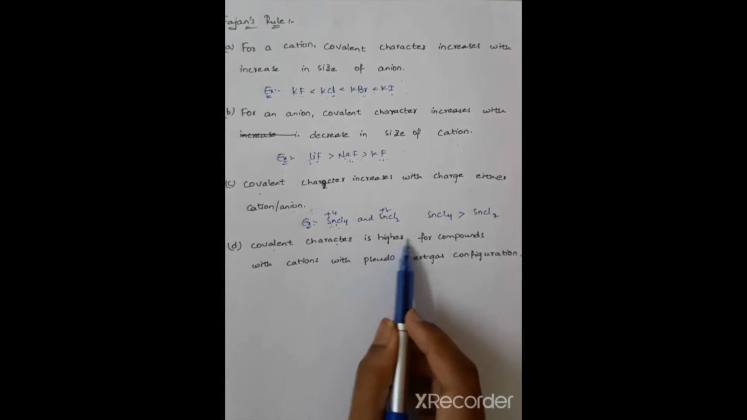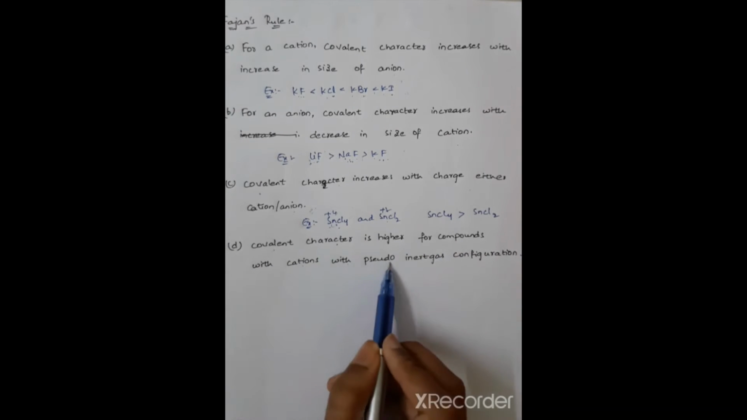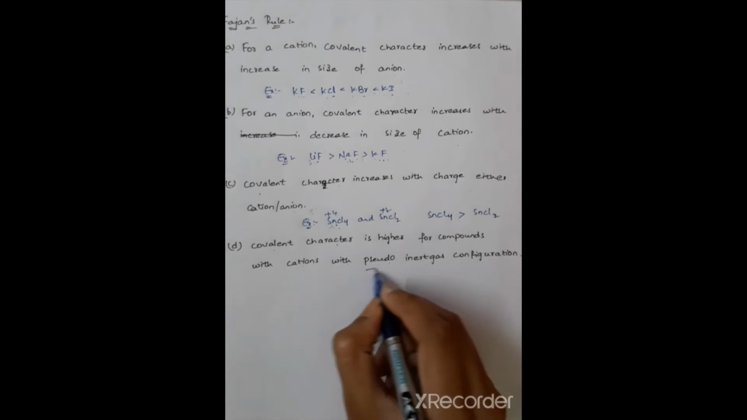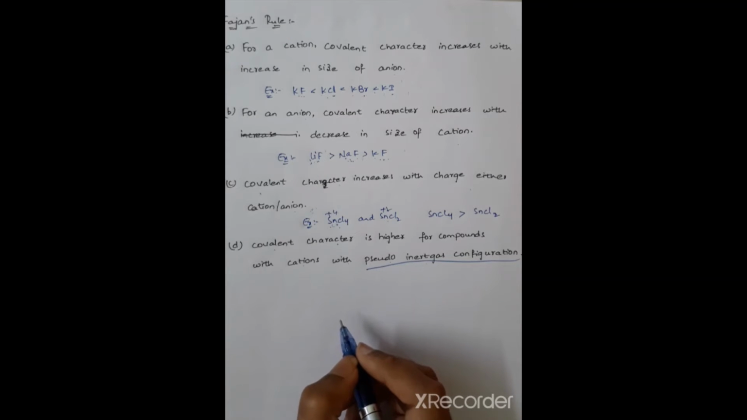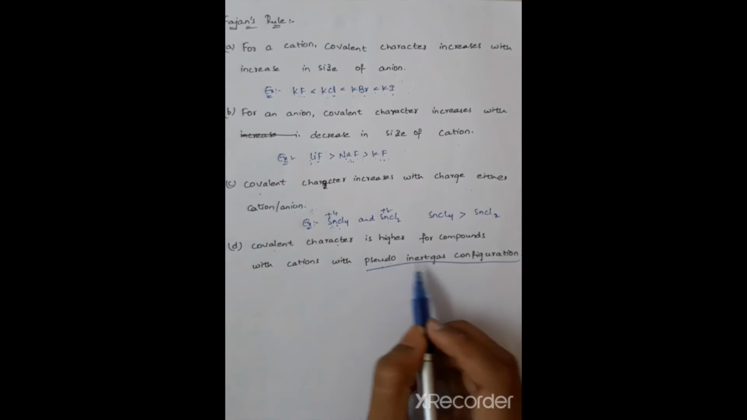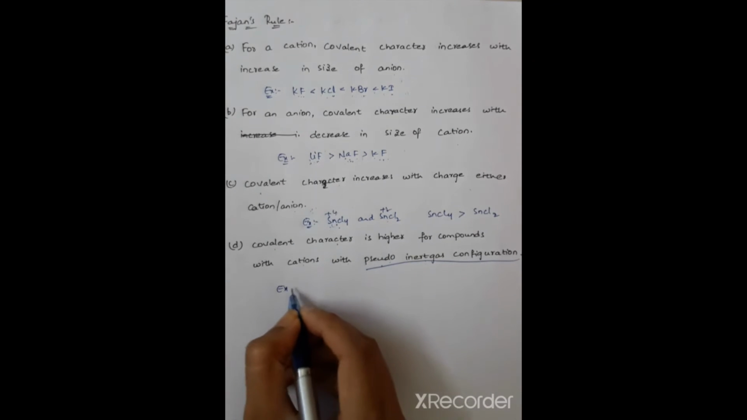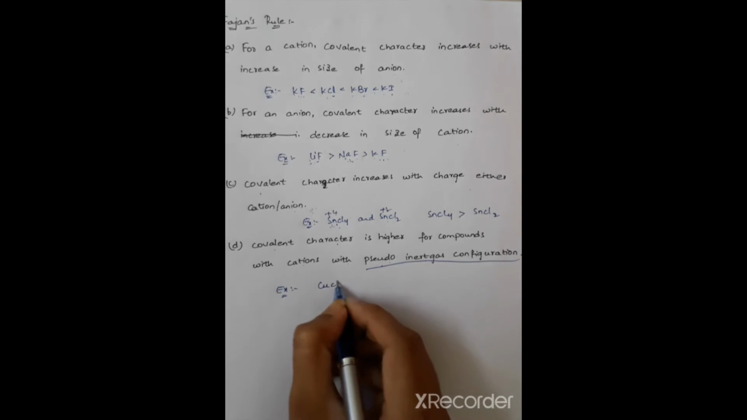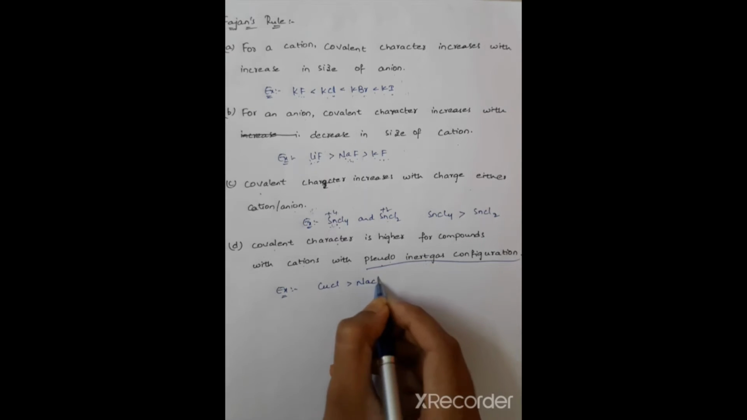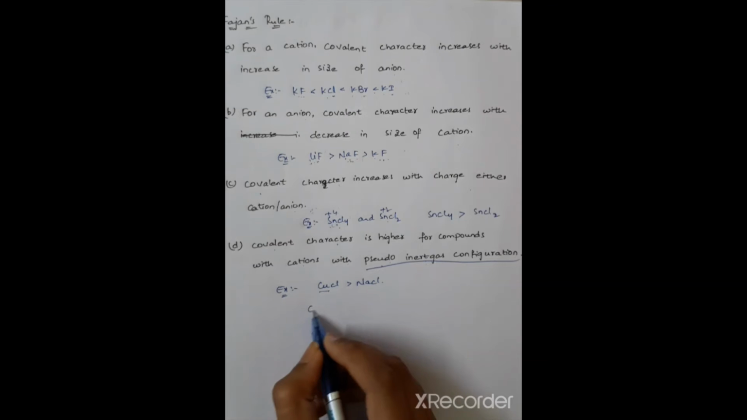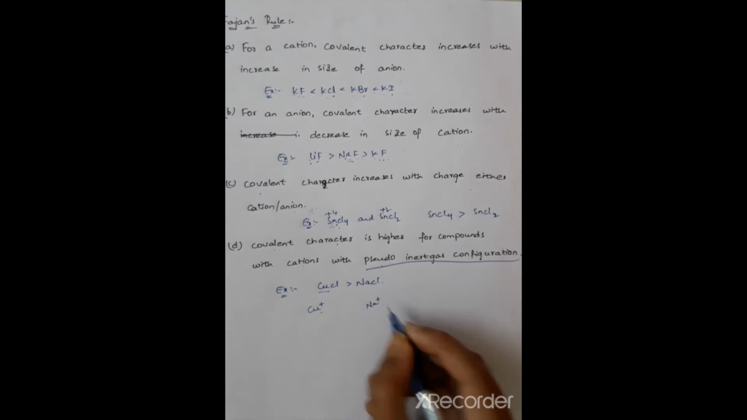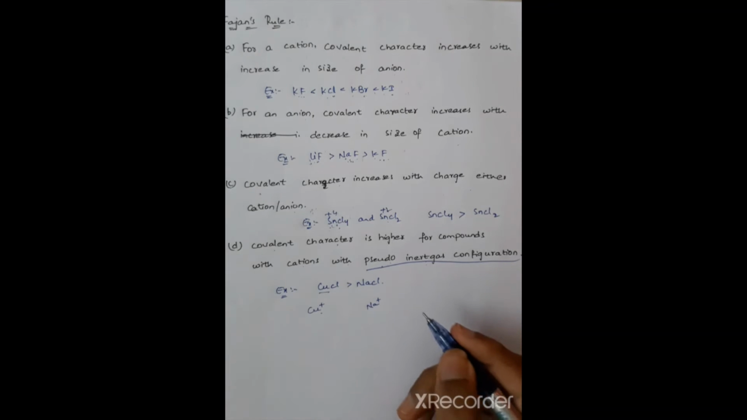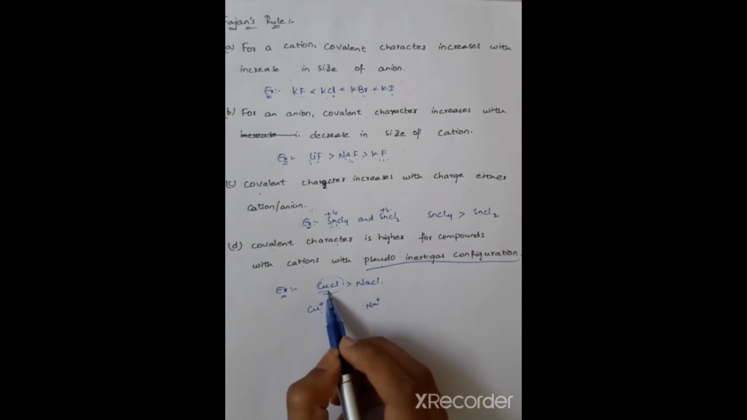Next, covalent character is higher for compounds with cations having pseudo inert gas configuration. So what is pseudo inert gas configuration? When an element has its s, p, d orbitals all filled, it has pseudo inert gas configuration. For example, CuCl is more covalent than NaCl because in CuCl, Cu+ has pseudo inert gas configuration, whereas Na+ doesn't contain d orbitals, so it doesn't have pseudo inert gas configuration. So CuCl is more covalent than NaCl.